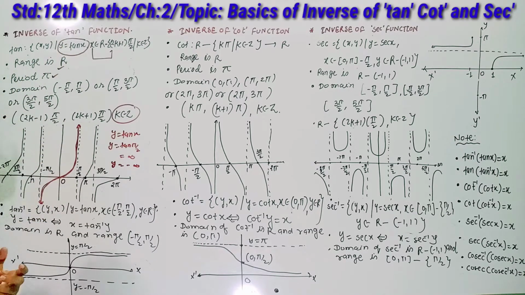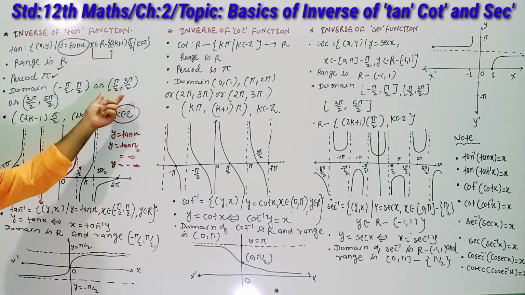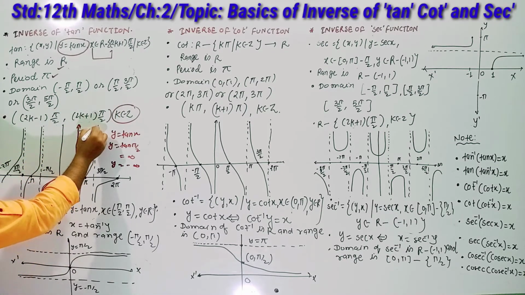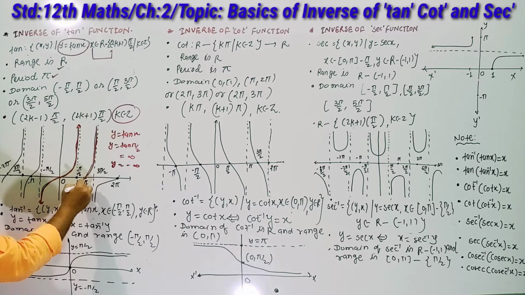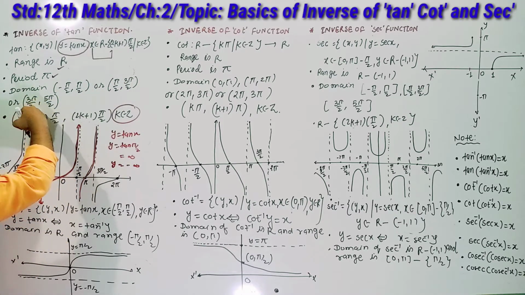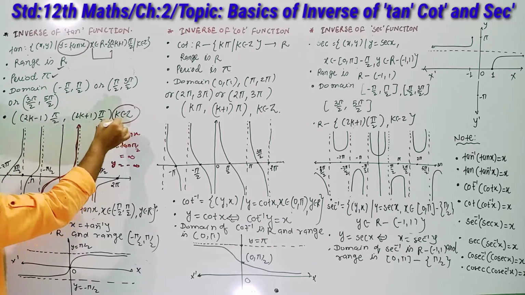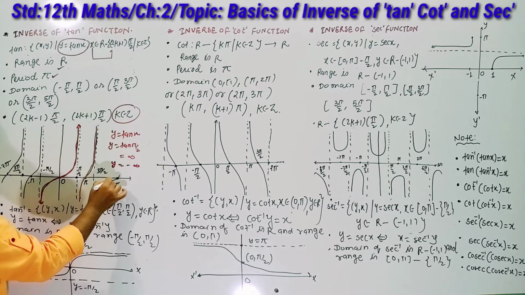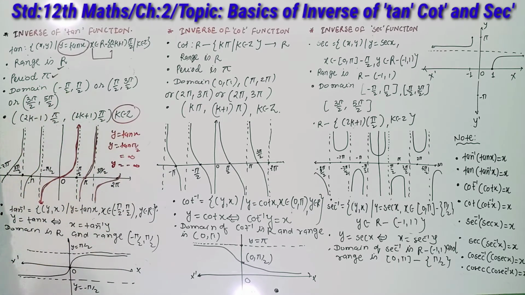Similarly students, if you take these points you get the graph like this. If you continue from 3 pi by 2 to 5 pi by 2, you can continue the same way. Similarly, if you move to the negative side, the graph will be in this form.